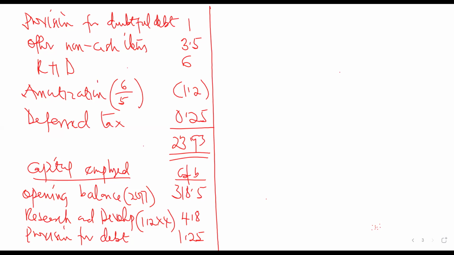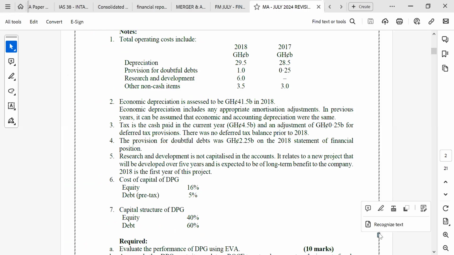Someone is talking about deferred tax. Please, with the deferred tax, isn't it in 2017? No. Look at what the question is saying there. Tax is the cash paid in the current year. So we paid 4.5 million, and an adjustment of 0.5 million for deferred tax provisions. There was no prior deferred tax balance to 2018. The question specified that there was no deferred tax for 2017.